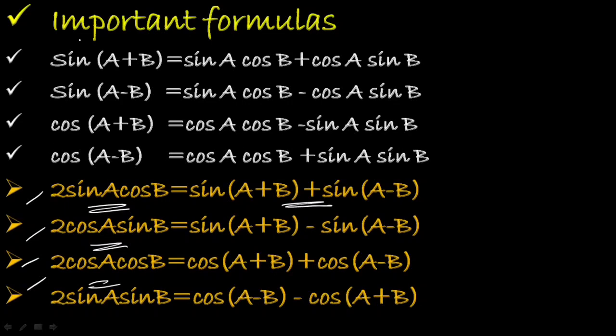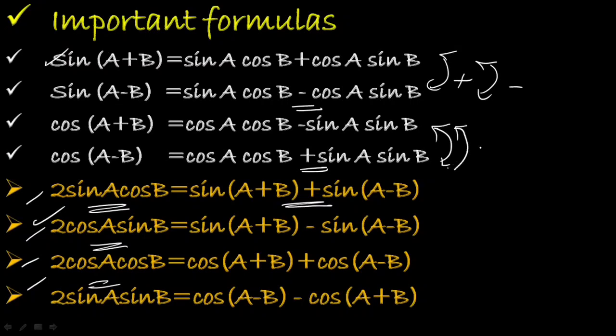Sin of a plus b is equal to sin a cos b plus cos a sin b, whereas sin a minus b is the same thing, here you have minus. Cos a plus b is equal to cos a cos b minus sin a sin b, whereas cos a minus b is the same thing, here you have plus. So if we add these two, what do you get? 2 times sin a cos b is equal to sin a plus b plus sin a minus b, and if I subtract these two, you have 2 cos a sin b.